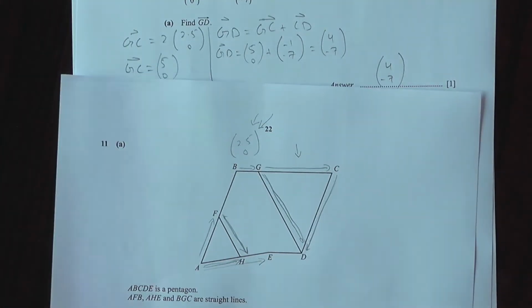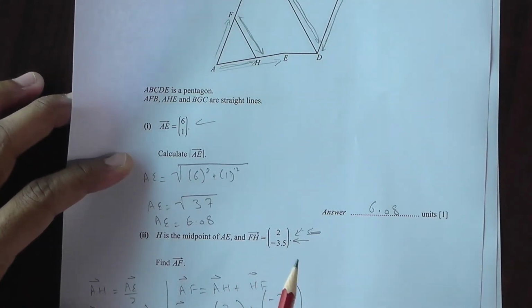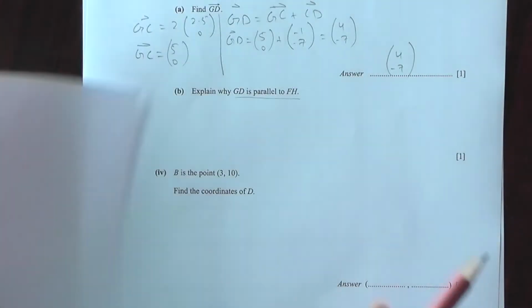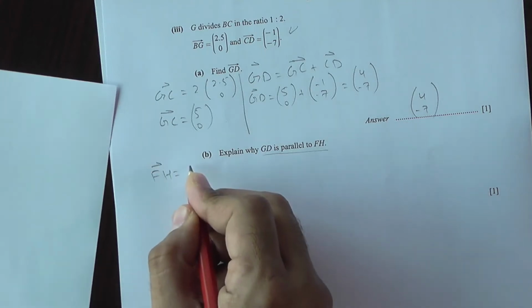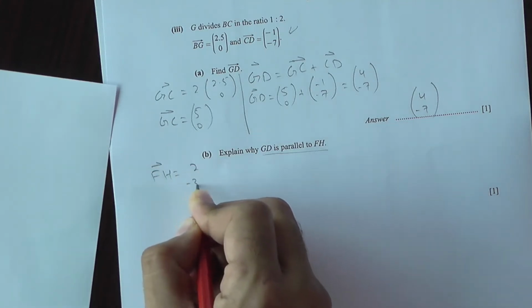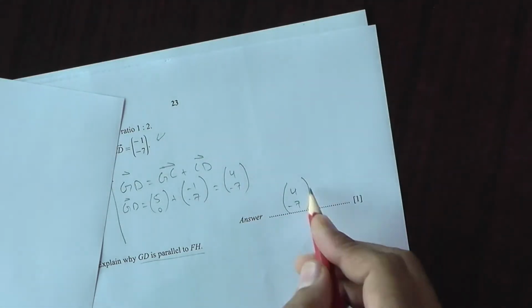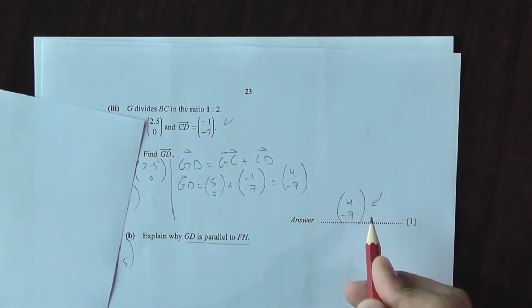The value of FH that we had over here was 2 and negative 3.5. This is visible right over here. So let's write the value of FH over here. It is 2 and negative 3.5. Now let's have a look at GD. This is the vector GD. I hope this is visible. The vector GD is 4 and negative 7.